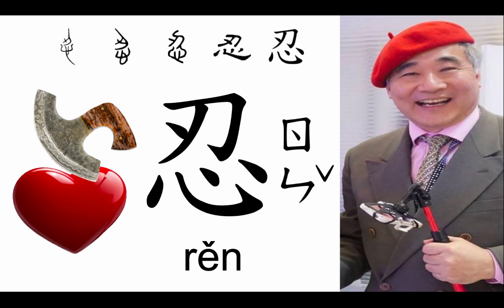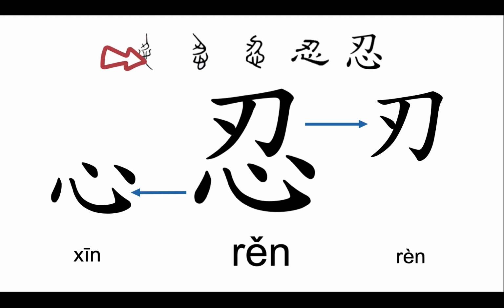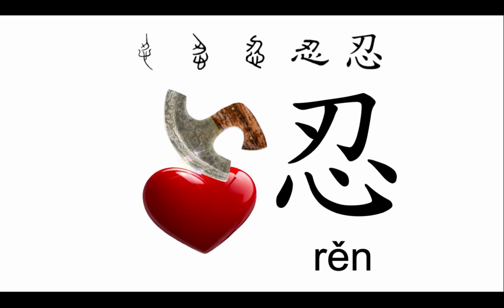The Chinese character 忍 is composed of two parts: 刃, meaning blade or sharp edge, and 心, meaning heart. Together, they literally translate to put a sharp blade on the heart. This reflects the ancient Chinese belief in the virtue of patience, the ability to endure difficult or painful situations.